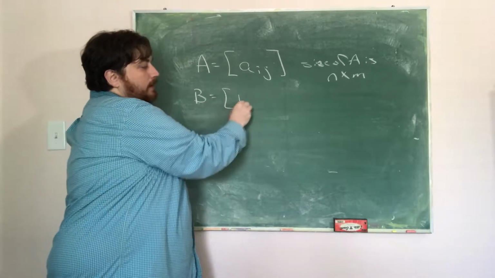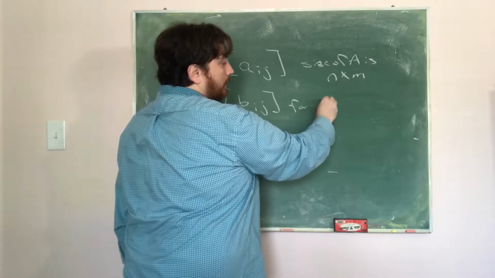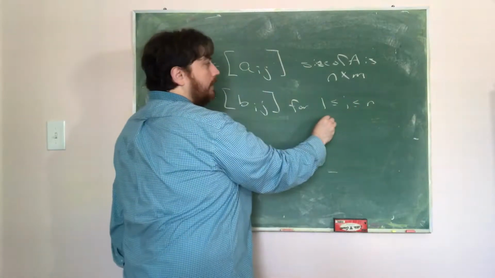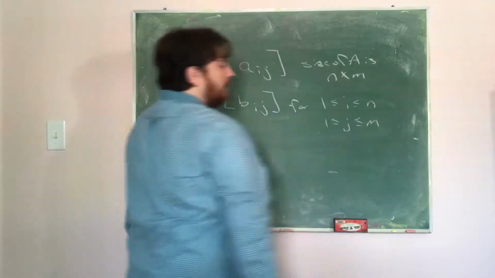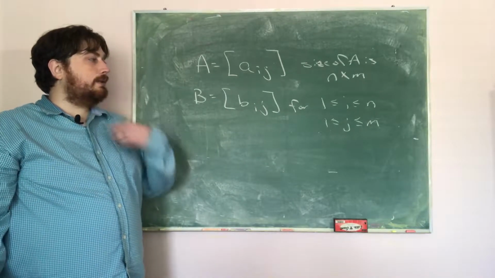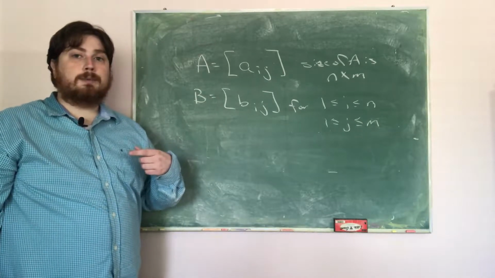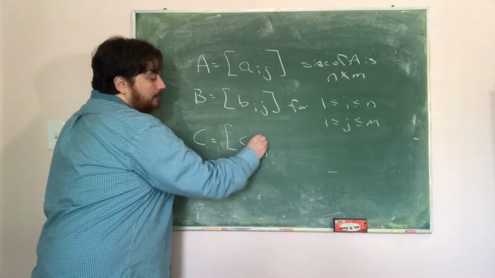Therefore, if I look at B, I'm going to denote that as B sub ij, and again, 1 is less than or equal to i is less than or equal to n, and 1 is less than or equal to j is less than or equal to m, so that I know that these are going to be arbitrary entries, and I'm going to have one for each of the i's between 1 and n, and j's between 1 and m. And I can denote C in the same way. This is going to be C sub ij.